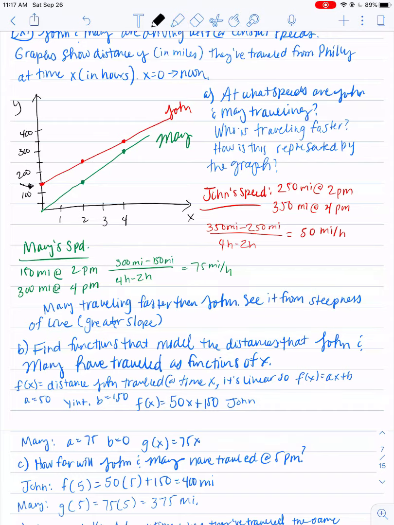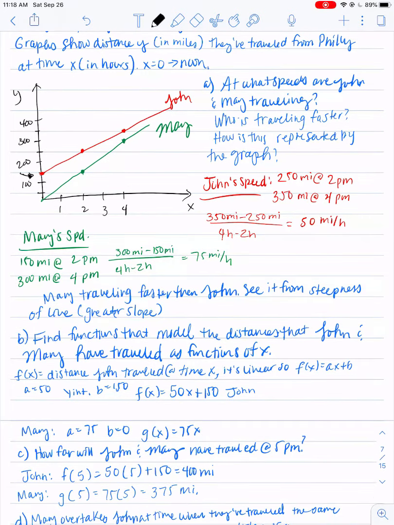We have Mary's speed, and so at 2 p.m. she had traveled 150 miles, and at 4 p.m. she traveled 300 miles. So we use the average rate of change equation again, so we have 300 minus 150 miles over 4 hours minus 2 hours, which is 75 miles an hour. So we can see that Mary is traveling faster than John by using these average rate of change equations, since 75 is greater than 50.